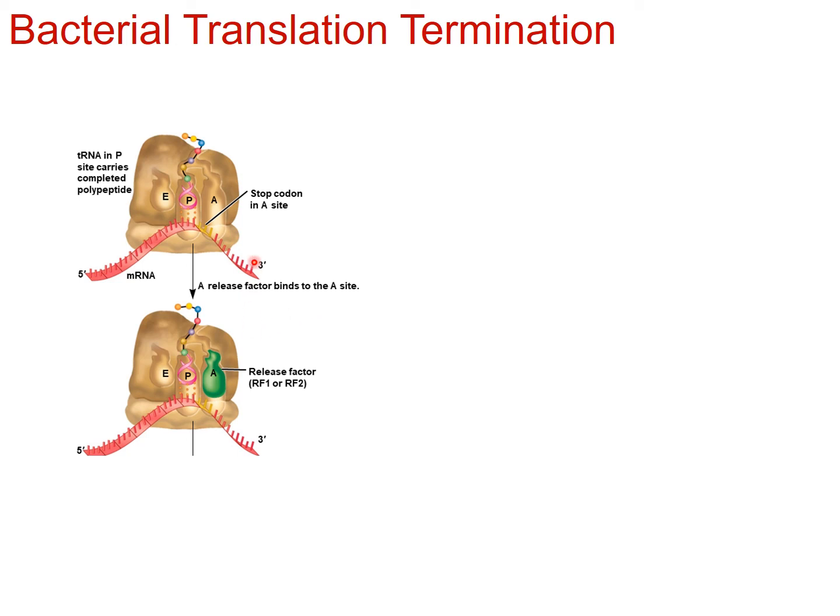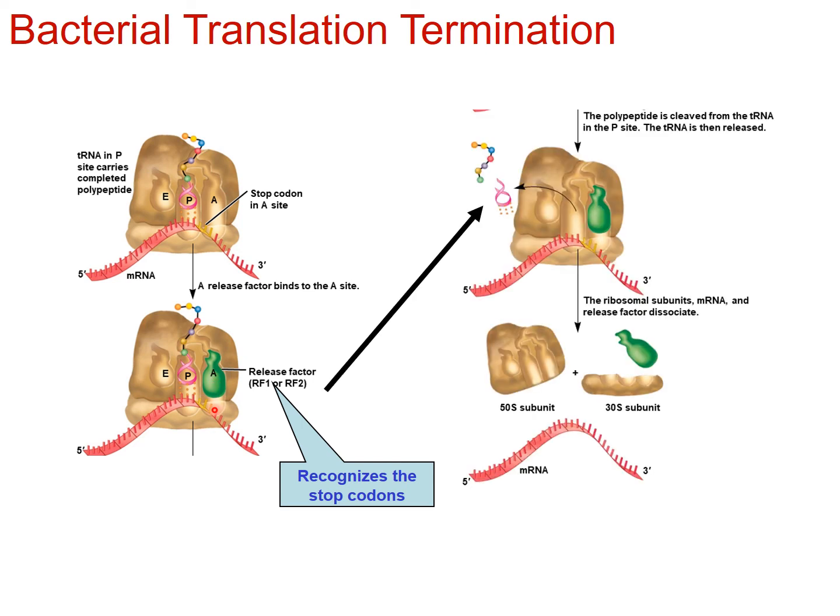So there's a release factor. It will bind in the A site. So release factor 1 or 2, these recognize stop codons. So there are proteins that bind into the ribosome when the ribosome is stalled, so sitting here at a stop codon. The polypeptide gets cleaved off of the transfer RNA and released. The transfer RNA also gets released. Eventually, the ribosomal subunits, the messenger RNA, and the release factor also get released. And all these components are now dissociated from one another and available to go.